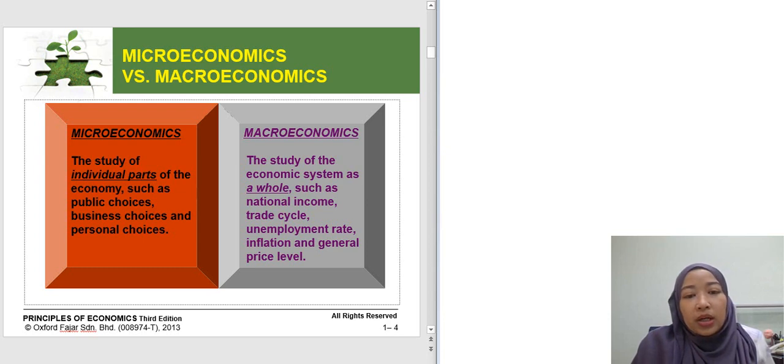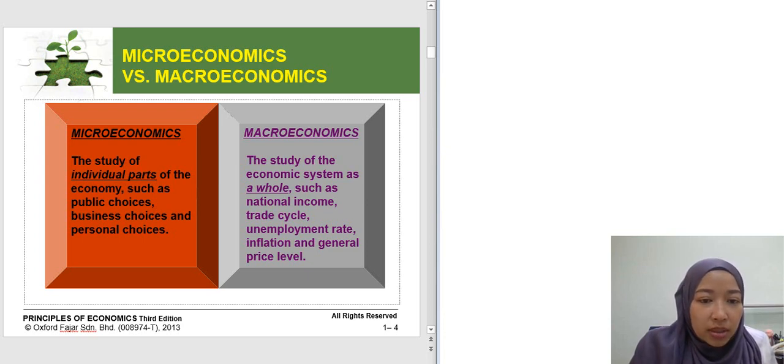And how the economic condition will give impact on the decisions made by these individual units. That one we will see in the further topics of the subject.